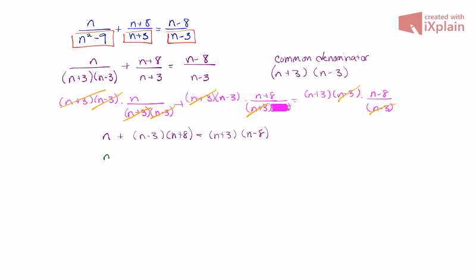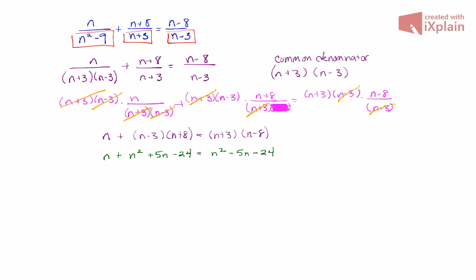So here we have n squared plus 5n minus 24, and that is going to be equal to n squared minus 5n minus 24. Okay, so from here, the goal is to start cleaning things up.